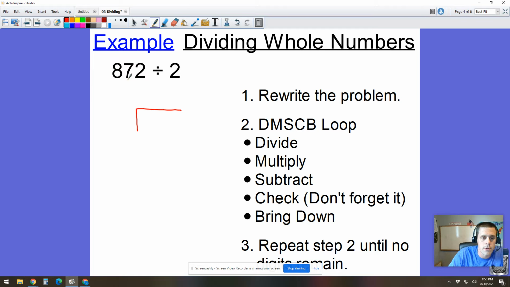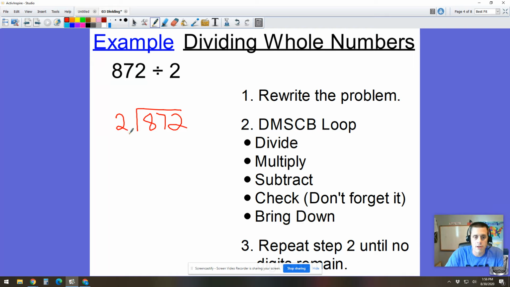And this first number in the division problem, the 872, that number is called the dividend. And the dividend always goes inside of the long division bar. So we're going to put the 872 inside the long division bracket. 872 is being divided by 2. The 2 in this case, the number that we are dividing by, is called the divisor, and that goes outside on the left of the long division bar.